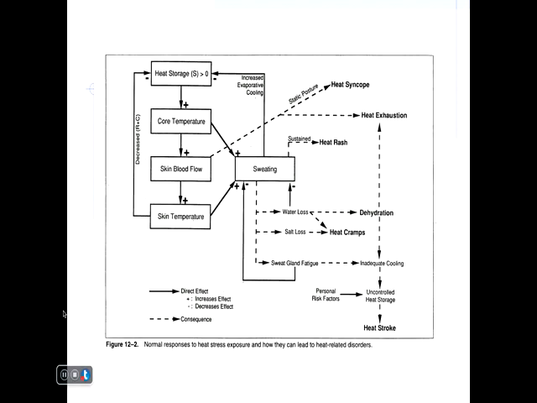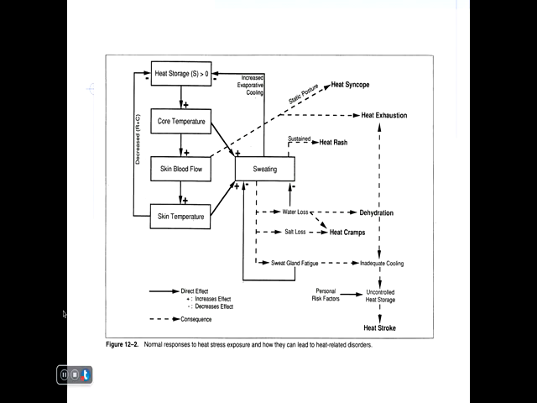But down in the far right-hand corner, you see heat stroke. And this is the most serious. This is where inadequate cooling is occurring. Sweat gland fatigue has occurred. The body can no longer sweat anymore. It can't cool itself down. You're in a condition of uncontrolled heat storage.